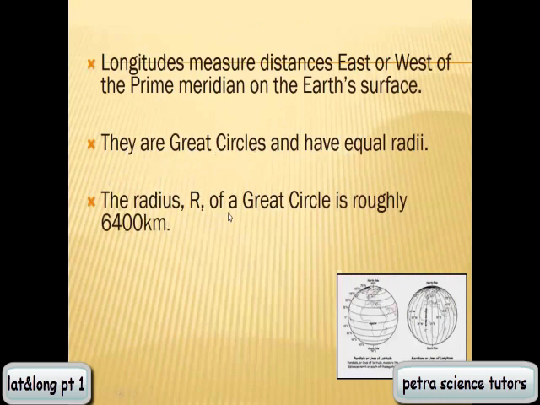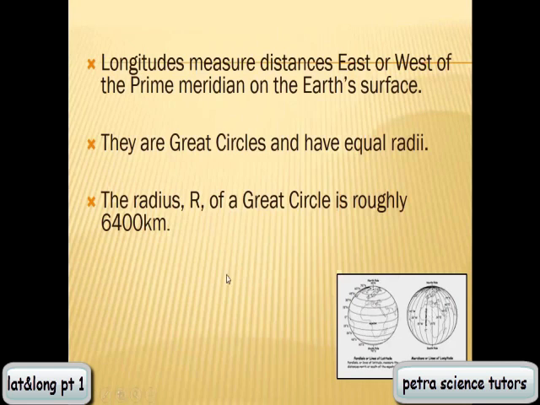And the radius r of a great circle is roughly 6,400 kilometers. Just like the equator we studied. So the equator is the only great circle latitude. That's what we mean by the equator is the only great circle. So you can see on the screen, the equator is the widest latitude. Okay, so it has the same radius as all these longitudes here.